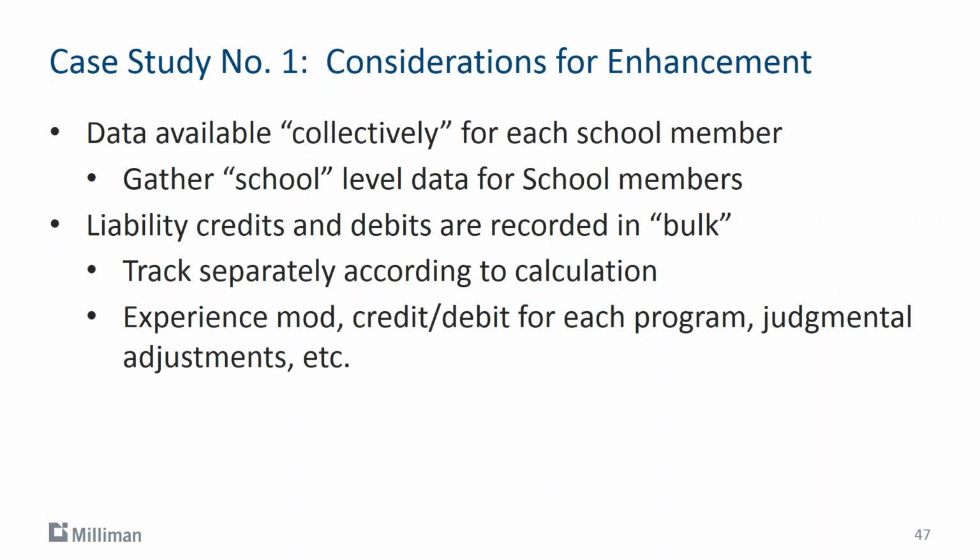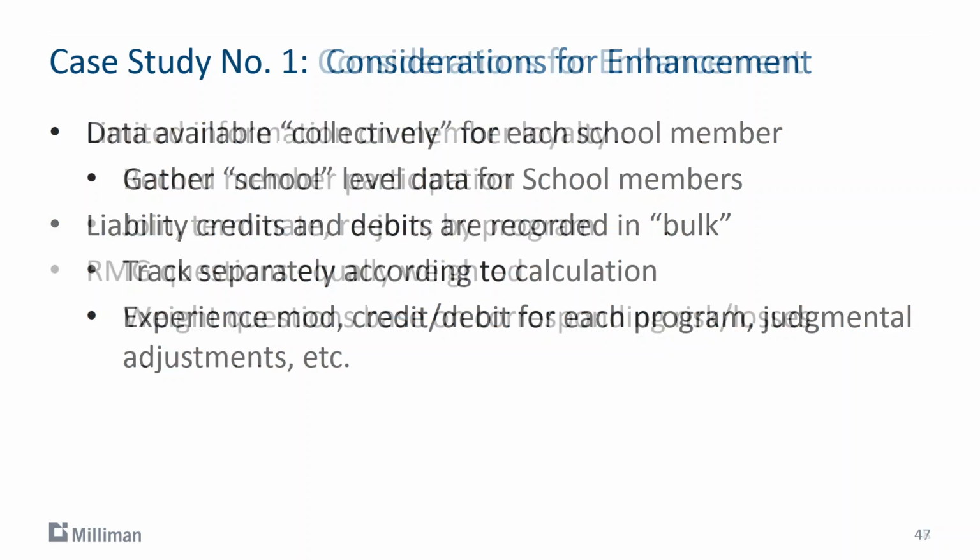Data availability for each school member. So what they were doing is they were gathering school level data for all schools combined. And we suggested that they gather the data on a school level. So each school within their district, if they gathered data for each school, we'd be able to do better analysis on that and be able to rate the risk perhaps on a school-based level. They were also capturing all of their liability credits and debits in bulk, so it just was one number. And really the best practice is to record each calculation separately, so you can see the experience mod separate from each credit debit for each program, separate from any judgmental adjustments.